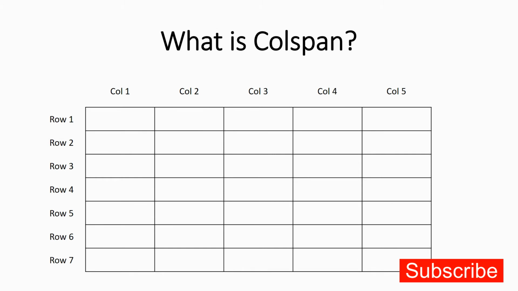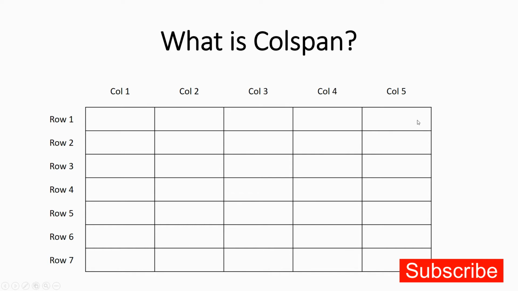Now a table is simply a combination of rows and columns. Normally, vertically, these are the columns. If you look at this particular table, there are around 5 columns, and if you talk about the rows, there are around 7 rows. So these are the rows. Okay, so there are 7 rows and 5 columns in this particular table.